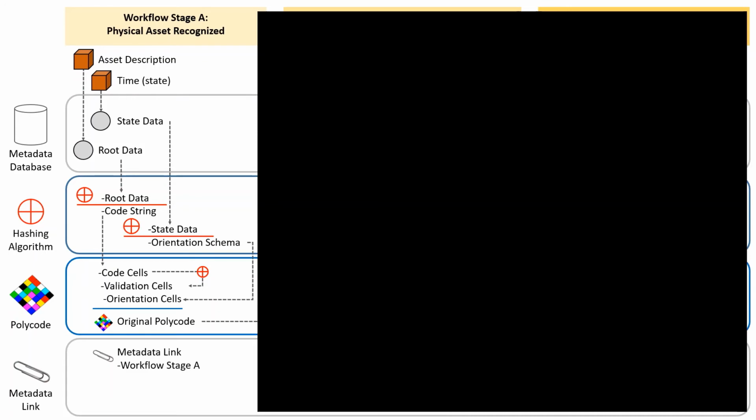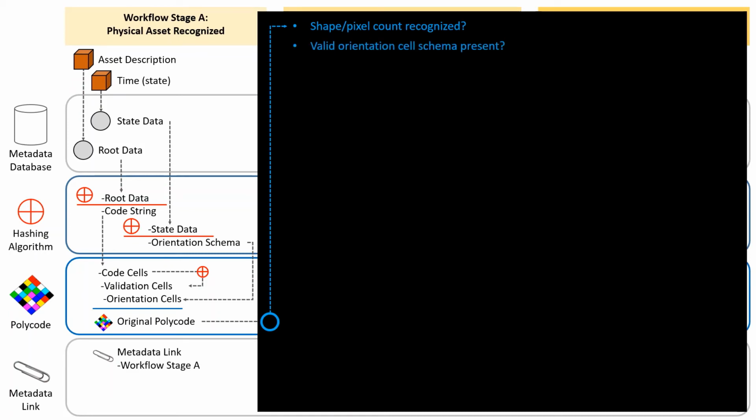To illustrate how this integrity check works, consider a user scanning the original polycode as part of a quality check. The first thing the user's device does is try to match the code to its one or more onboard defined code shape and pixel counts. This rejects users trying to scan other organizations' codes. If it recognizes the shape and pixel count of the code, it searches for one of its onboard defined orientation schemas. This rejects expired codes or codes with errors.